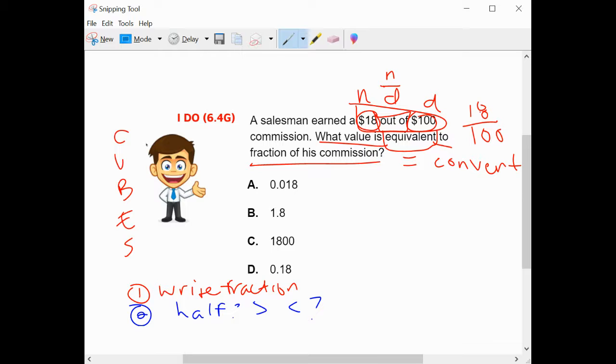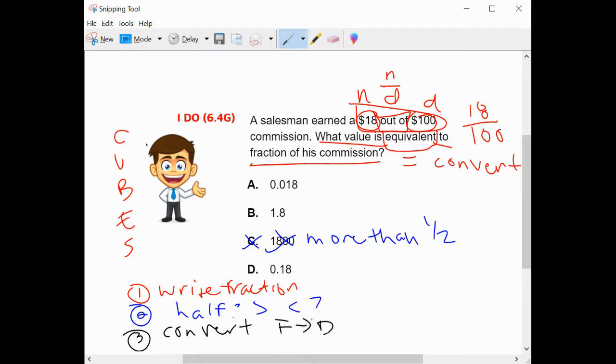A looks pretty small because it's a decimal. B looks pretty small because 1 is less than half. C, 1800, that doesn't make any sense. I'm going to write more than half and eliminate it. Now, my next 2 steps, like we said, is I actually have to convert my fraction to a decimal.